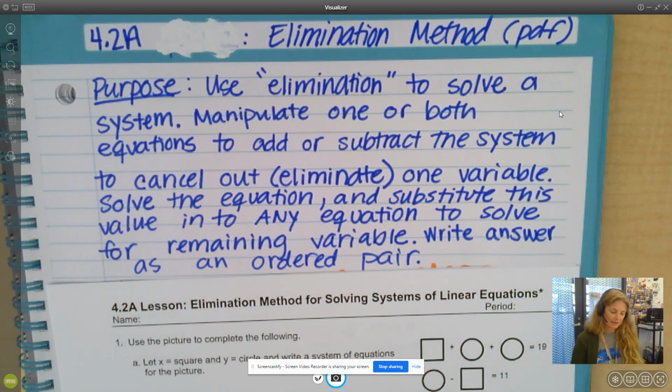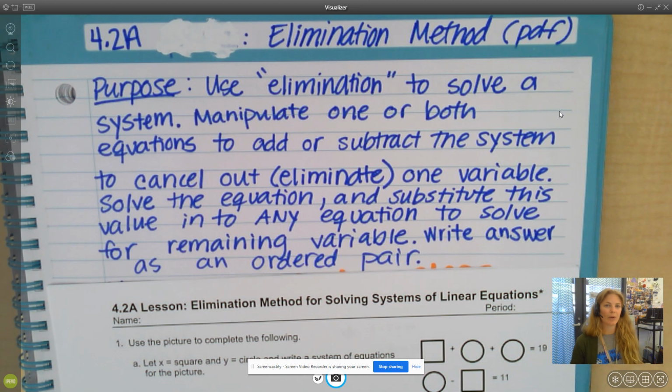Because remember, this is still a system, which means the solution, if there is one, is the point or points of intersection. So one point of intersection, the lines have different slopes. No points of intersection, they have the same slope and different y-intercepts. Or infinitely many points of intersection, meaning that they are indeed the same line.